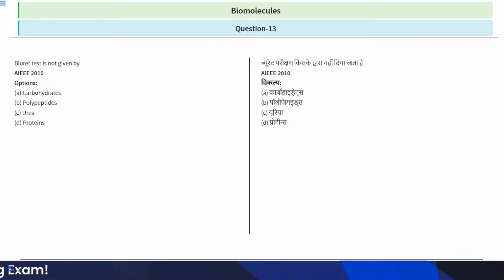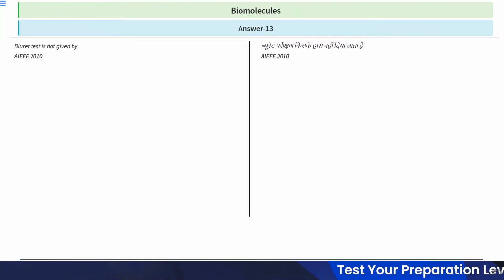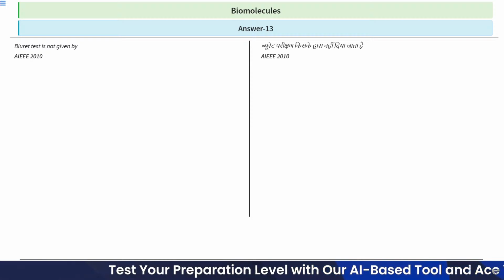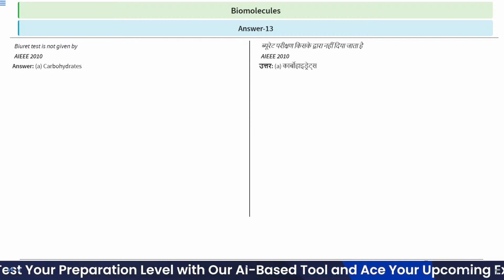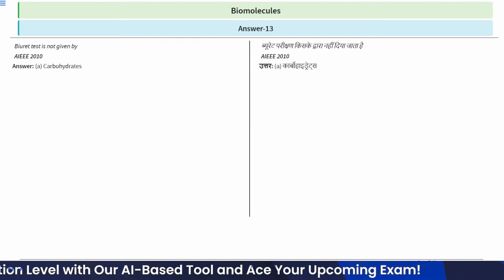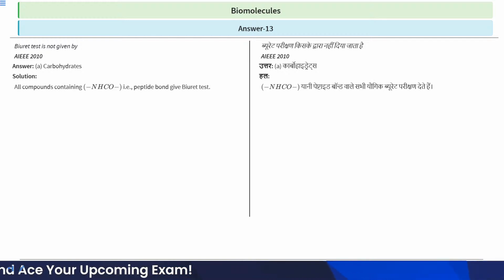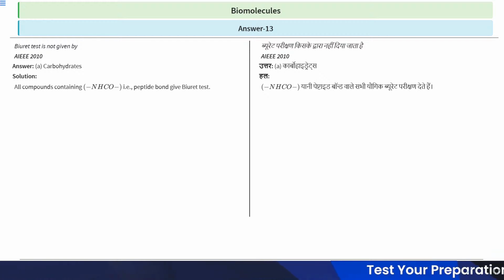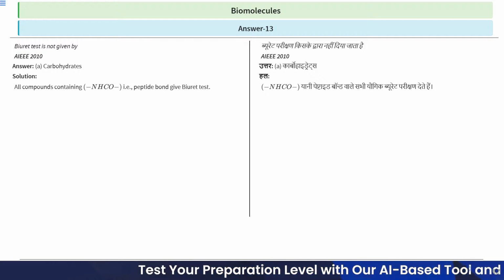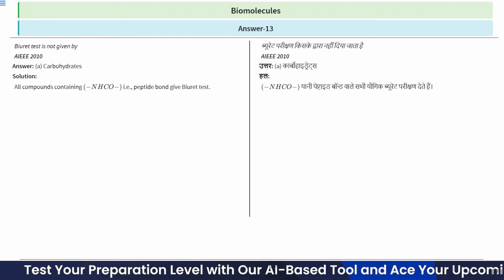Okay, let's see. So the correct answer for the given question is option A, that is carbohydrates. All the compounds containing the NHCO bond, that is the peptide bond, give the Biuret test. So Biuret test will be positive for all the compounds containing peptide bonds.